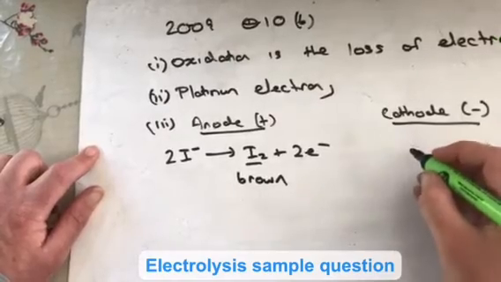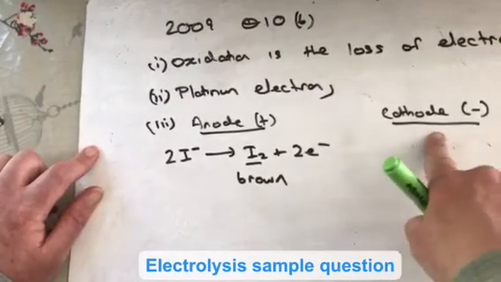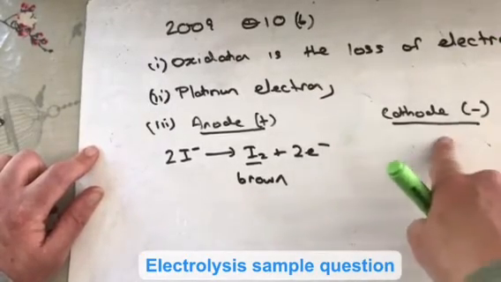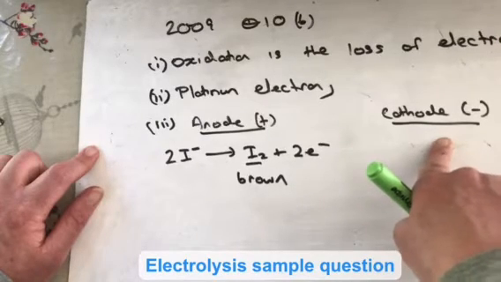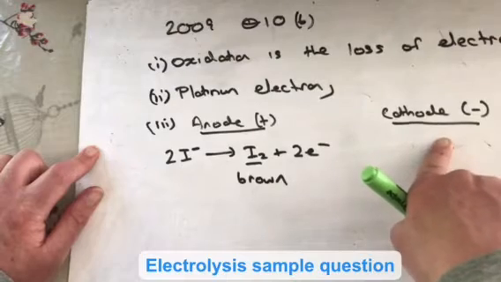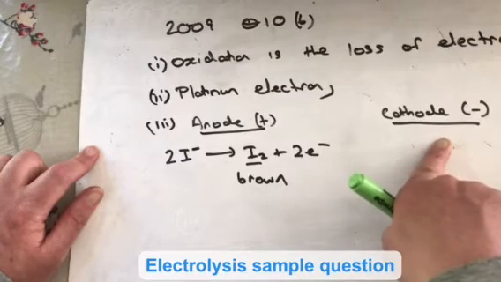Then at your cathode, girls, remember you'll have all the positive ions flowing to your cathode because it's negative in charge. So you're going to have your K+ ions and you're also going to have your H+ ions. Now K+ is a really stable ion. It does not want to gain electrons there, okay?